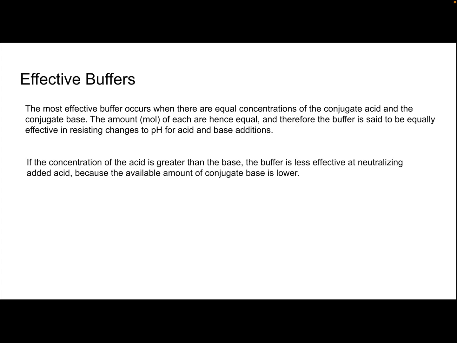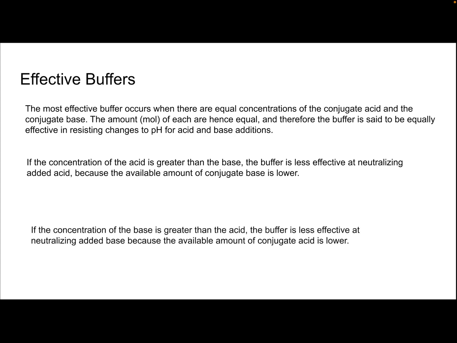If the concentration of the acid is greater than the base, then there's going to be less base available in the solution to react with my acid. Therefore, we say that this buffer is less effective at neutralizing added acid because there's less base available to react with my hydronium. Similarly, if the concentration of the base is greater than the acid, then the buffer is less effective at neutralizing added base because there's less available acid that can react with the base. So it's less effective because less base can be added before all of the acid is exhausted. And once all the acid is exhausted, any more base added is going to contribute to a large change in the pH.